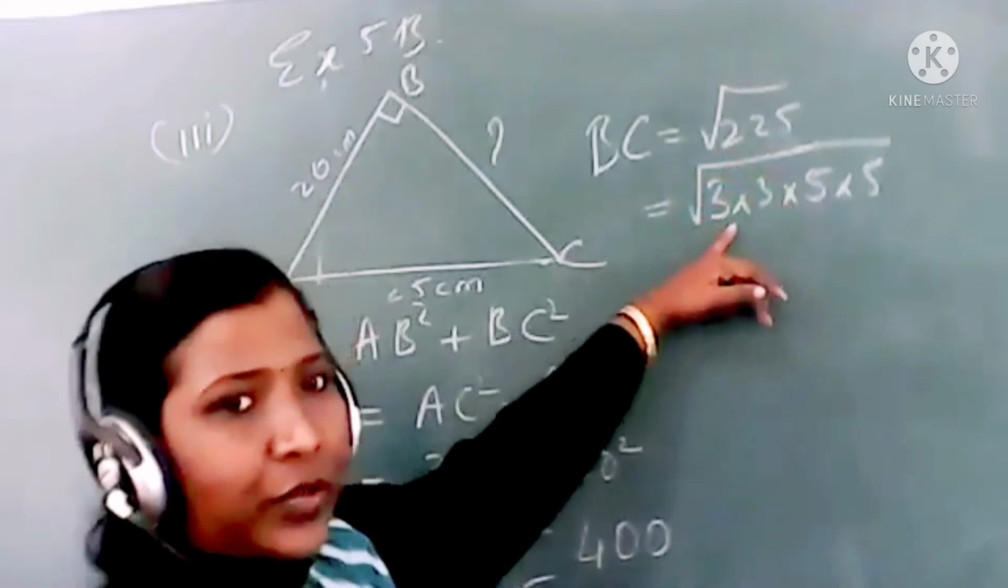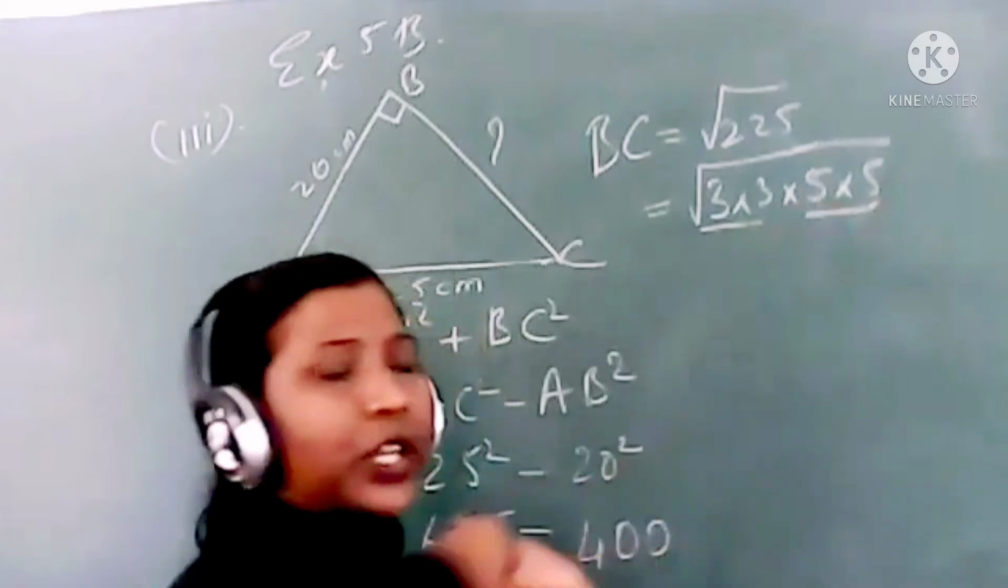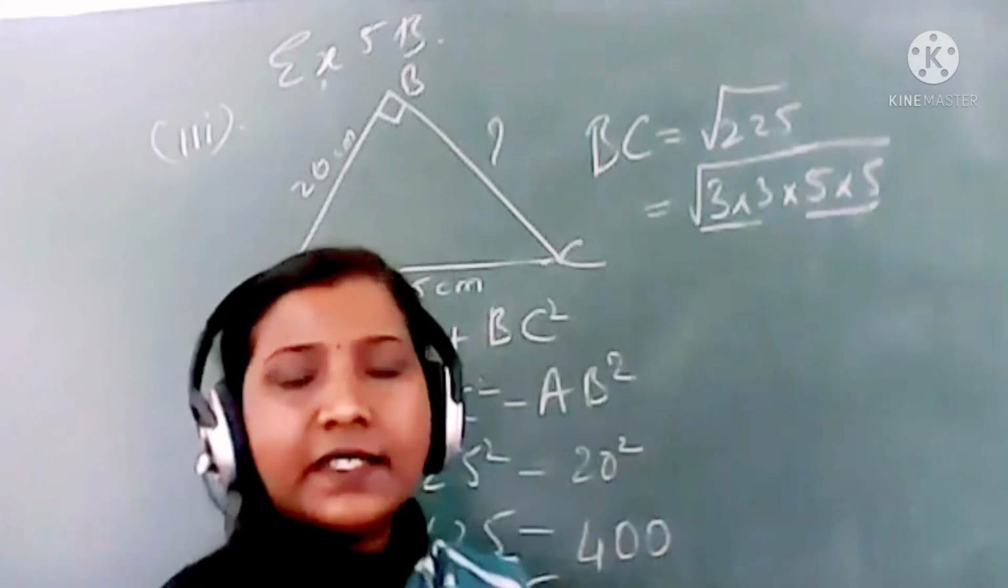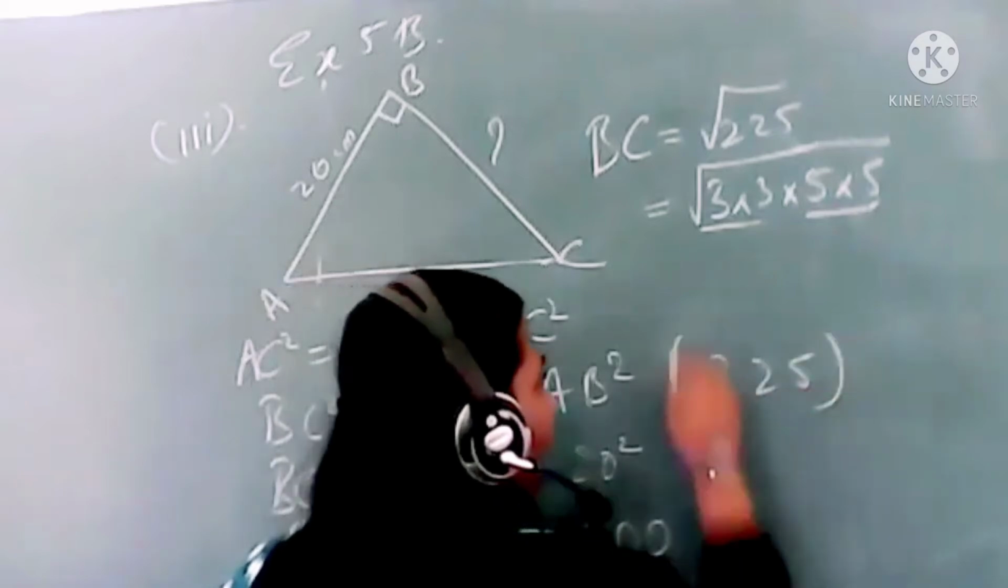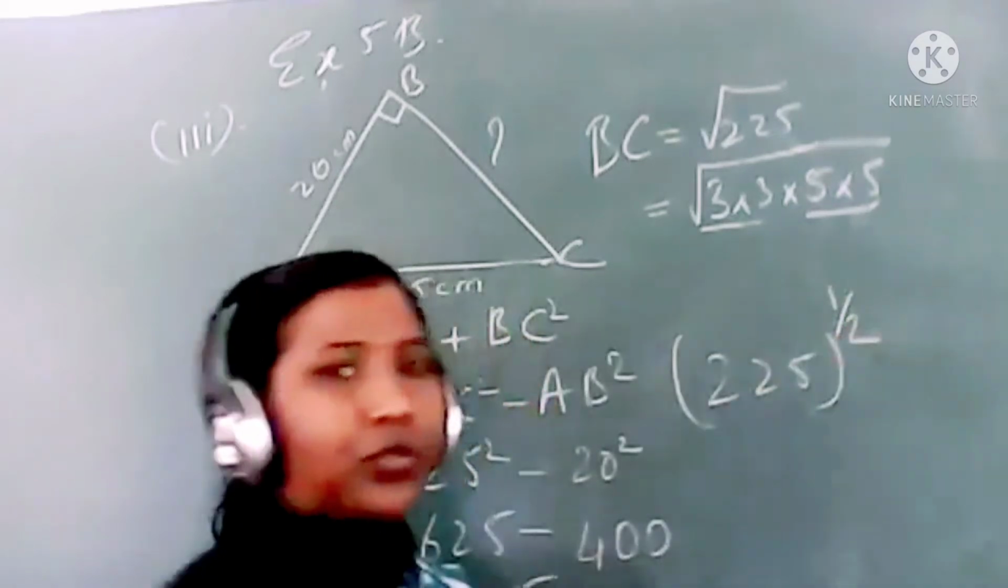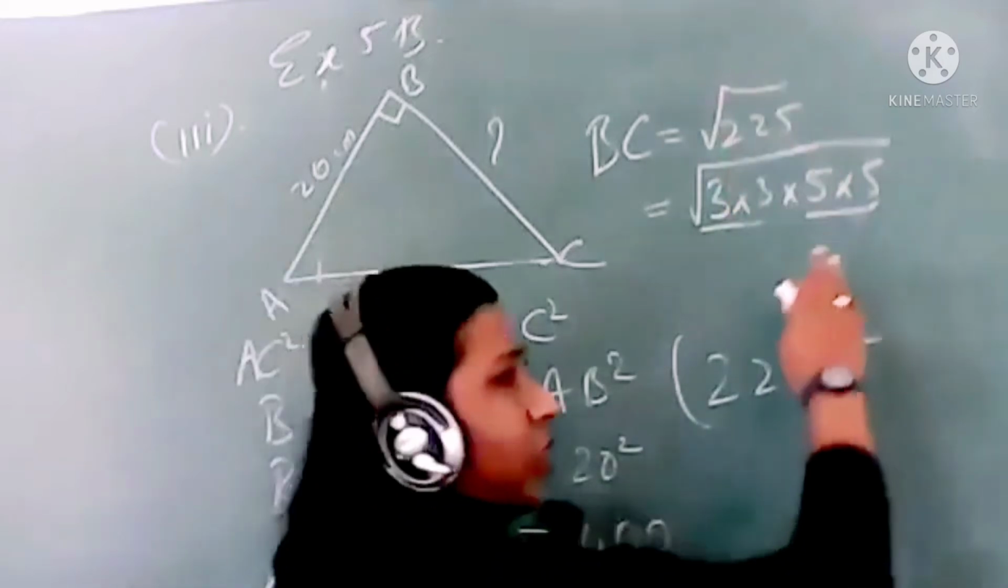The LCM of 225. Now what we are doing, we are taking the pair of it. When we are doing the pair, that means the root will be cancelled with that. Root means it is 225 half. Okay, 225 15 and half, when we are removing the root.